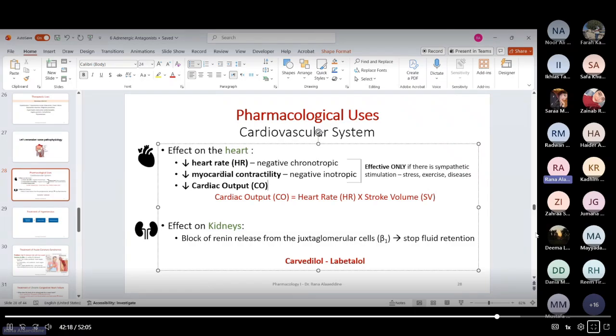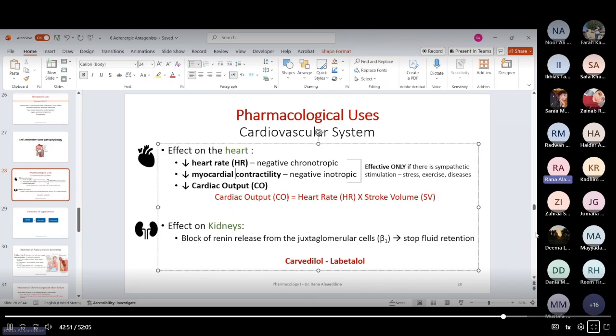Okay, so beta blockers do not stop the heart rate. Okay, it only decreases what's extra. All right, and this is the importance of beta blockers in treating heart conditions. So number one, they affect the heart, they reduce heart rate, they reduce the force of contraction, and they usually prevent overstimulation of the heart because of stress, exercise, and because of certain diseases. And when we're decreasing those, we're decreasing the cardiac output. What is the meaning of cardiac output?